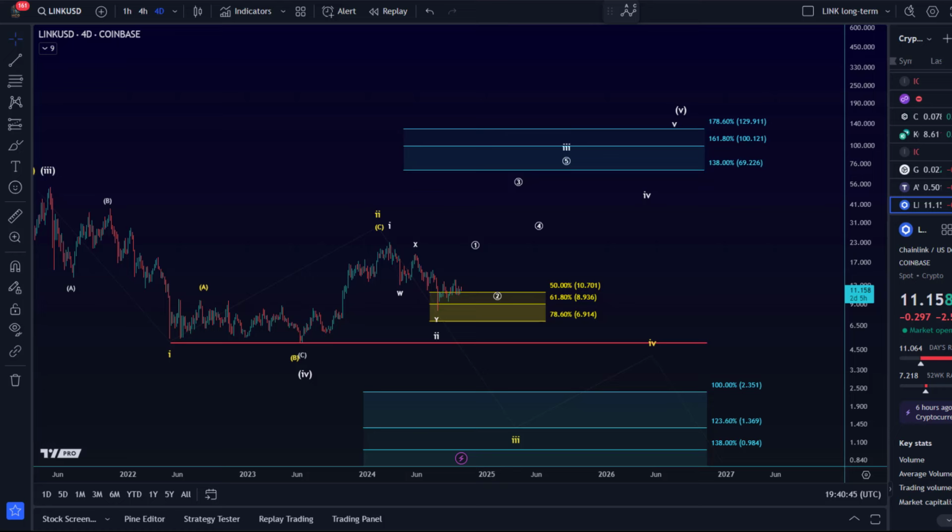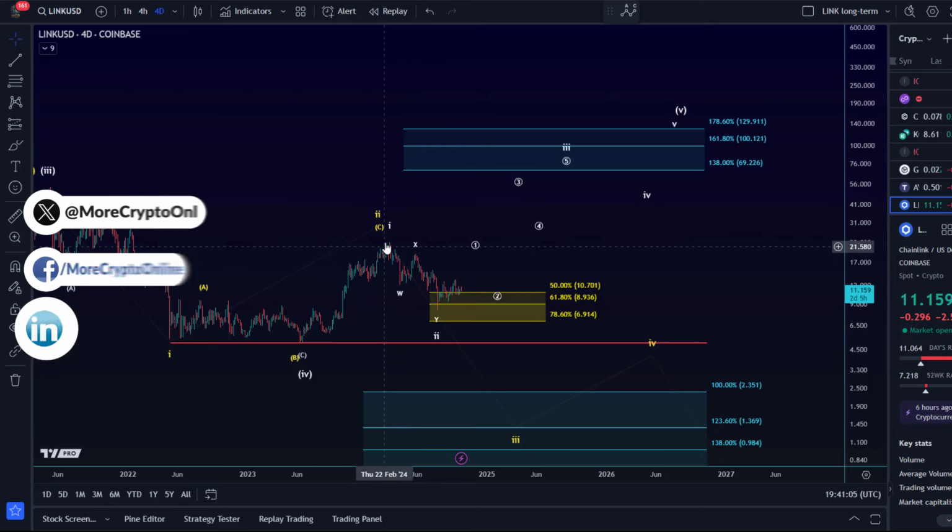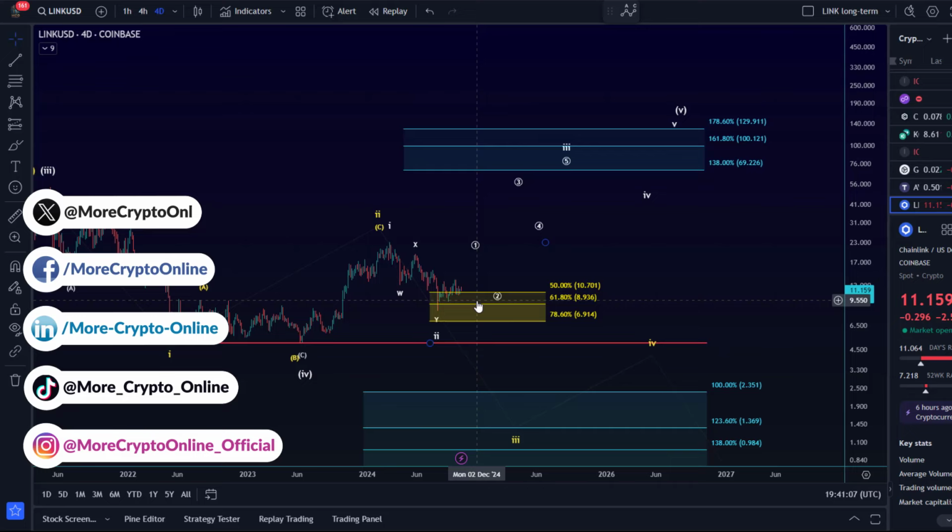On the Link chart, we are still watching for a potential third wave to the upside. This is the long-term chart, and I think it shows one of the clearest five-wave patterns. When we compare it with other cryptos, between June last year and March this year, you see how long it takes to correct such a move. We had a five-wave move up, and this correction is still unfolding.